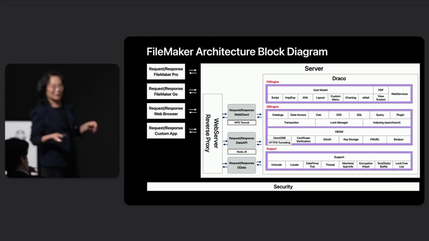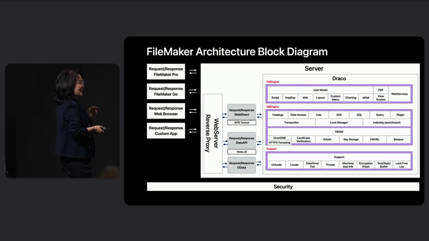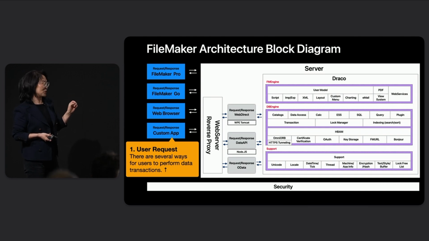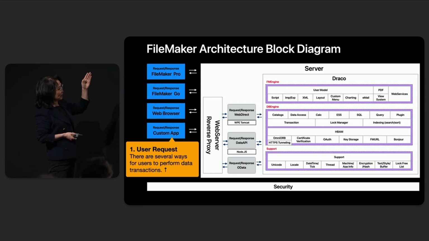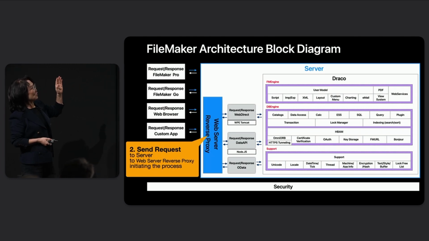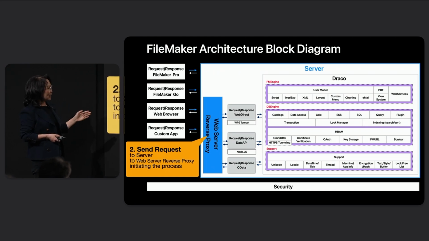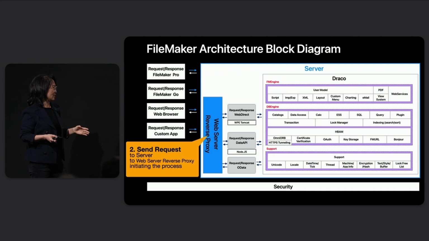Have you ever wondered how your data flows within FileMaker? Let's take a quick look. There are several ways for a user to perform a data transaction. You use FileMaker Pro, FileMaker Go, web browser, or custom apps to send the request into the server. FileMaker Pro and FileMaker Go send directly into FileMaker Server. The rest send the request into the web server reverse proxy inside the server to start the process.